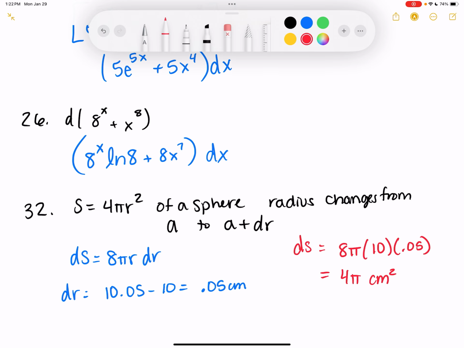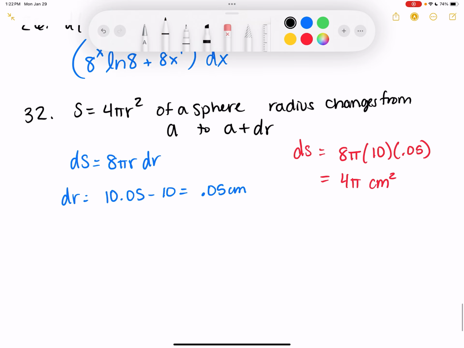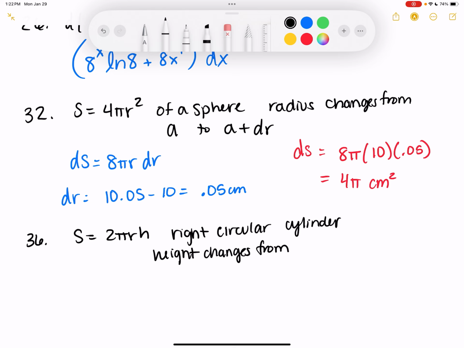Let's see, 36. This will probably have to be our last one for today. The change in the lateral surface area, S equals 2 pi r h of a right circular cylinder, when the height changes from a to a plus dh, and the radius does not change. So they give us a picture.